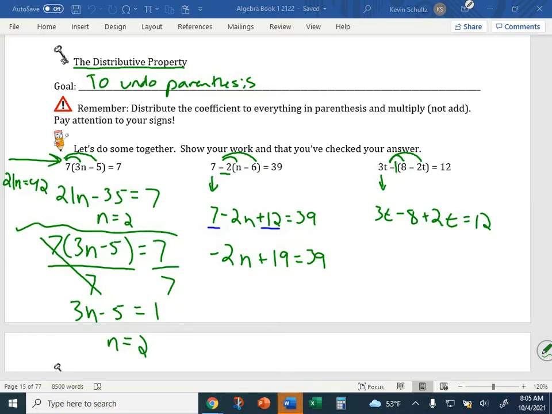Yeah. And how can we simplify this further? Maybe a new voice, someone we have not yet heard from today. Anthony. Combine the t's. To get what? 5. Yes. Positive 3t, positive 2t, 5t minus 8 equals 12. And there's our two-step equation to solve from there. Add 8, divide by 5.